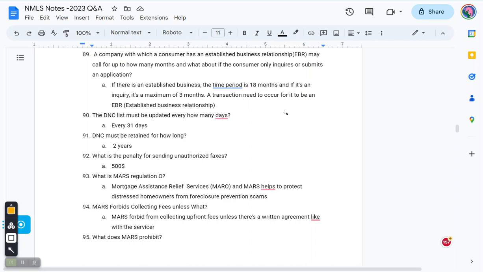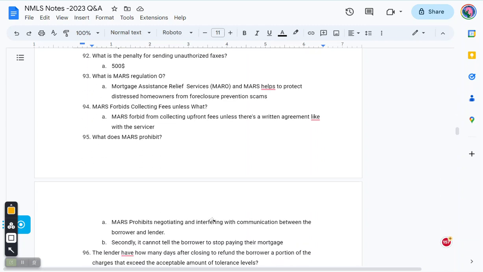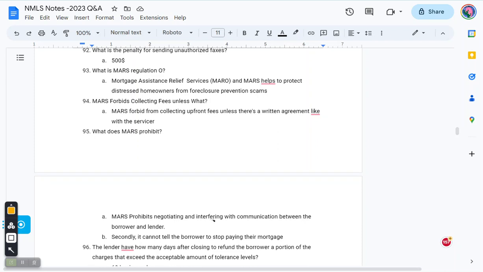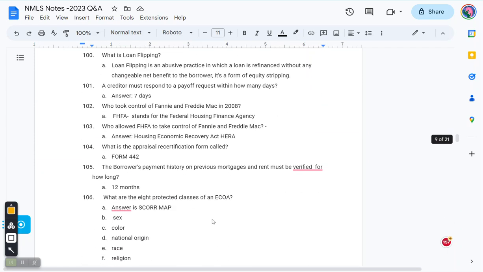MARS forbids collecting fees unless what? MARS forbids collecting upfront fees unless there is a written agreement, like with the servicer. What does MARS prohibit? MARS prohibits negotiating or interfering with communication between the borrower and lender. Secondly, it cannot tell the borrower to stop paying their mortgage.